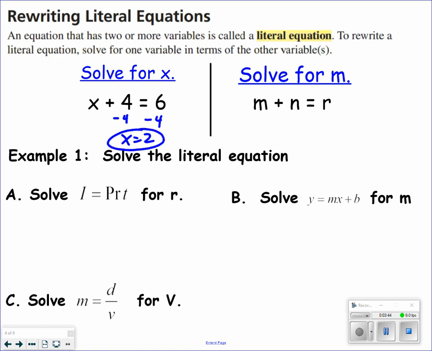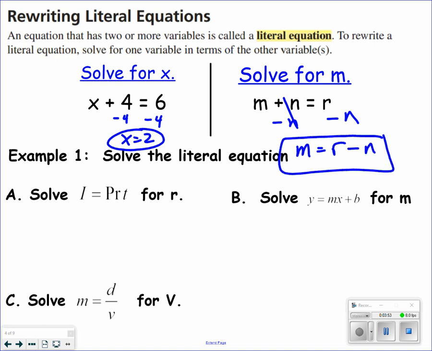Well, I'm going to do the same thing over here. I'm going to subtract n, and I'm going to leave it as r minus n. So these two questions are done in the exact same way. It's just the one on the right is considered what's known as a literal equation. A literal equation has 2 or more variables.